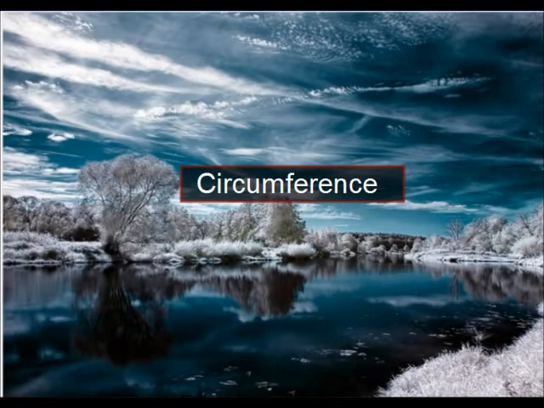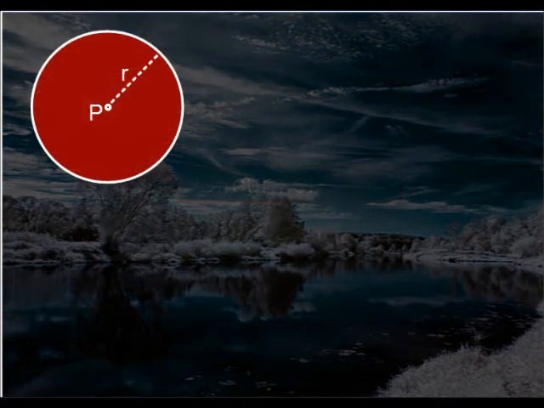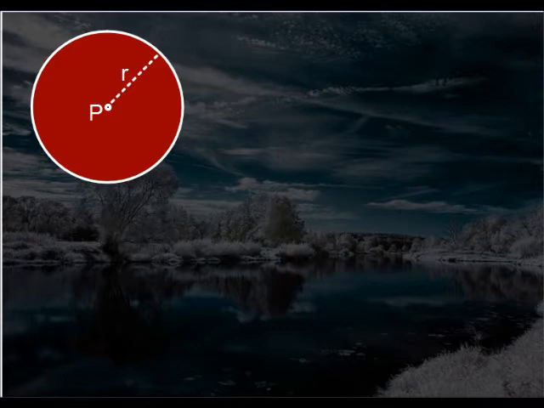This video is going to focus on circumference, and circumference really is just all about circles. So how about we start off with a circle. A circle is defined as the set of all points that are the same distance around one center point, which we're calling P. That distance is referred to as the radius.